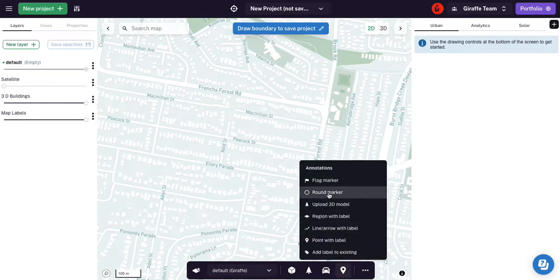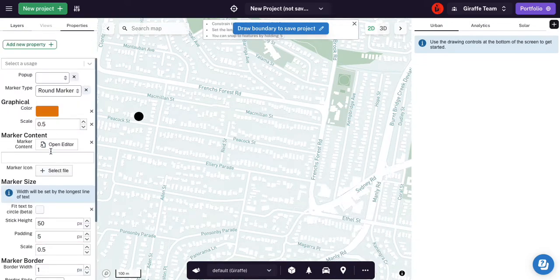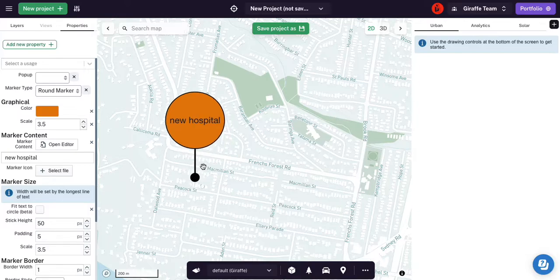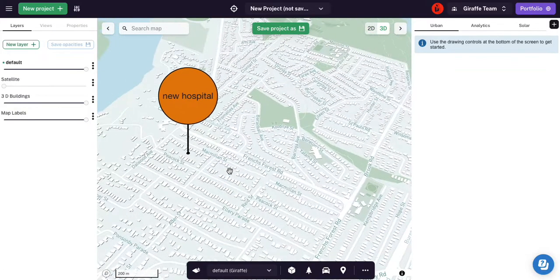Okay, so let's assume that there's a new hospital in this region, and the government has made an investment and they're making a new hospital. New hospital, there it is. It's going to sit right there between Macmillan and Peacock Street, and it is going to drive demand. It is going to mean there's doctors, there's nurses, there's also radiologists, all sorts of professionals and people that are going to move into the area.